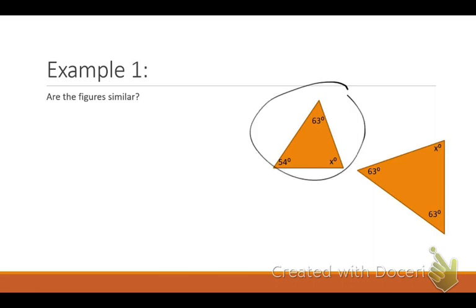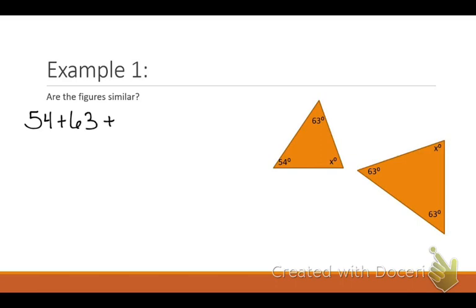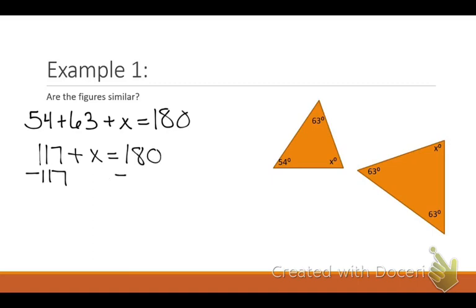It doesn't matter which one, but set up an equation and solve for the unknown angle measurement. This is something that we did in section 3.2, so this is not a new concept for us. Go ahead and set up 54 plus 63 plus x equals 180, and solve for x. Go ahead and do that. What's 54 plus 63, guys? 117 plus x equals 180. When I subtract 117 from both sides, what do I get? 63. So x equals 63.